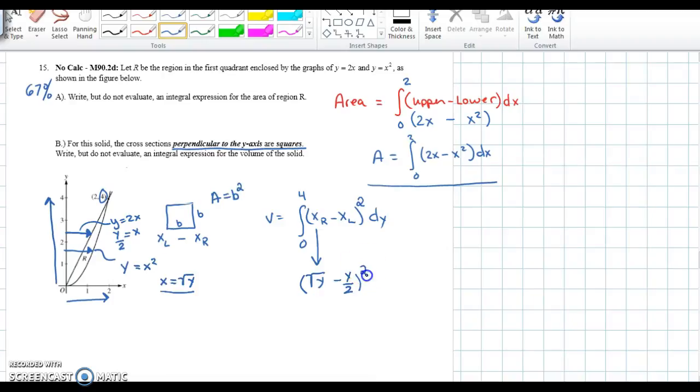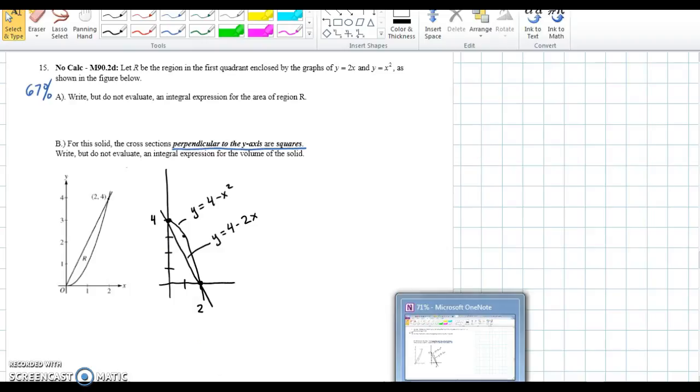So now I have my integral, square root of y minus y over 2. Again, this is all a base. That integrated from 0 to 4. Squaring to find area. dy is my thickness. Notice my y's all match in the integral.